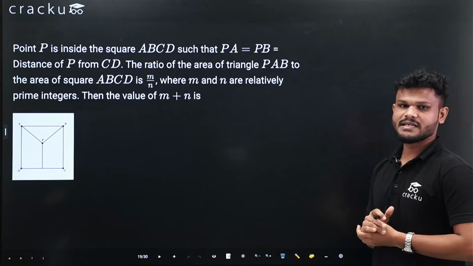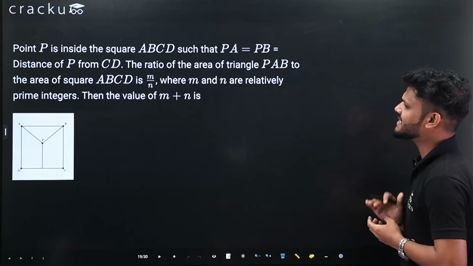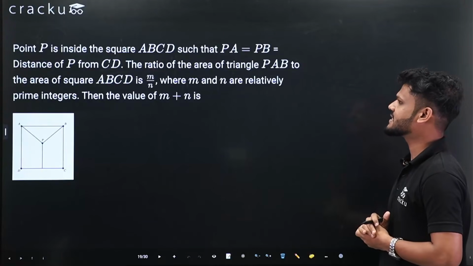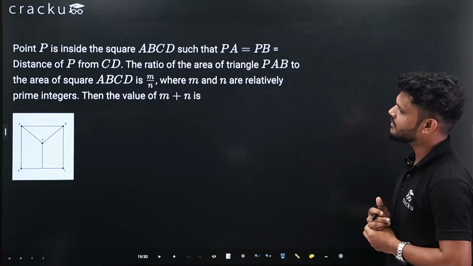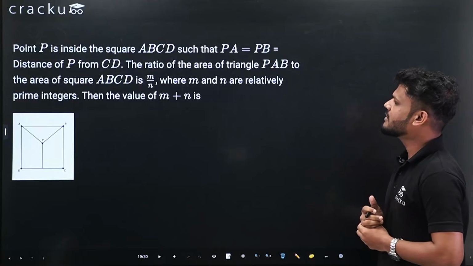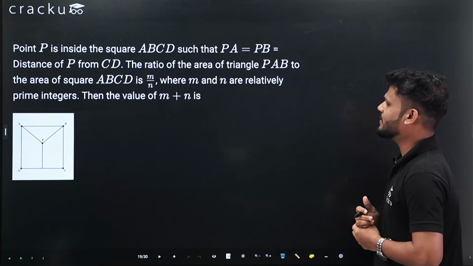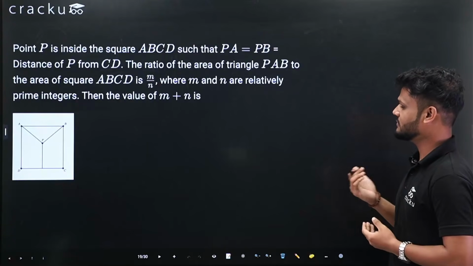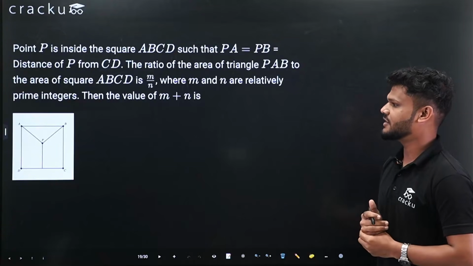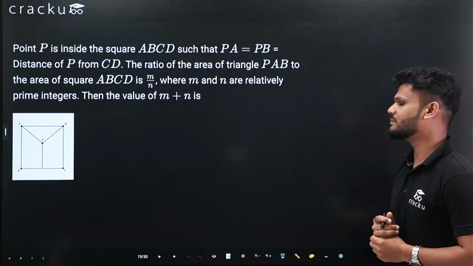In this question it is given point P is inside the square ABCD such that PA is equal to PB, equal to the distance of P from CD. The ratio of the area of triangle PAB to the area of square ABCD is m by n, where m and n are relatively prime integers. Then the value of m plus n is what?